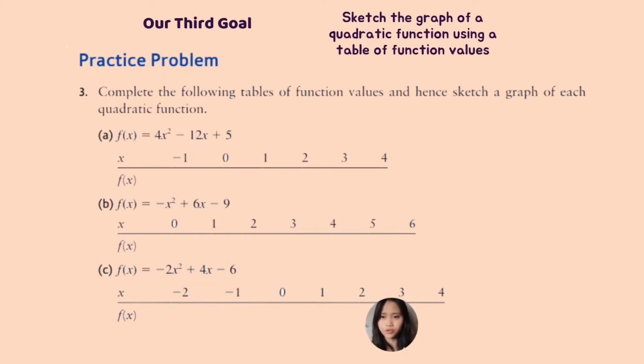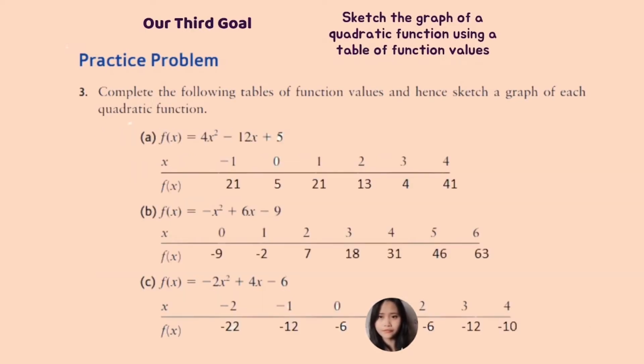f(x) = 4x² − 12x + 5. So x is −1, 0, 1, 2, and 3, and f(x) is 21, 5, 21, 13, 4, and 41.